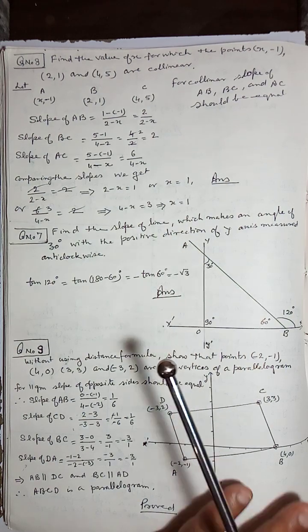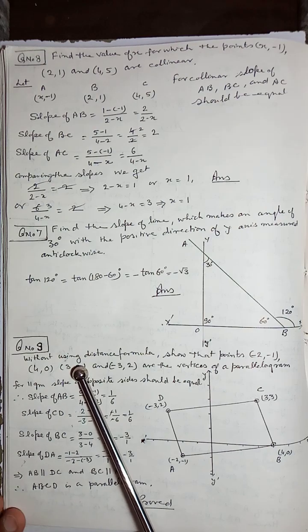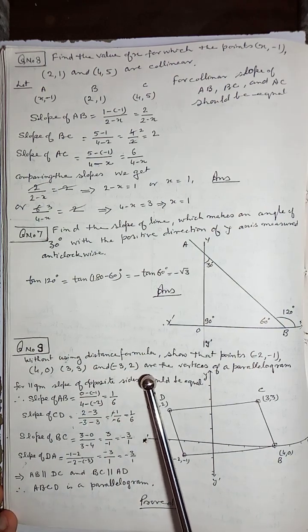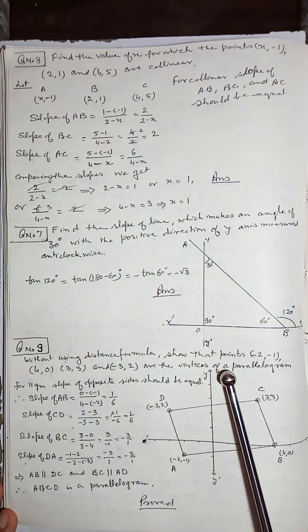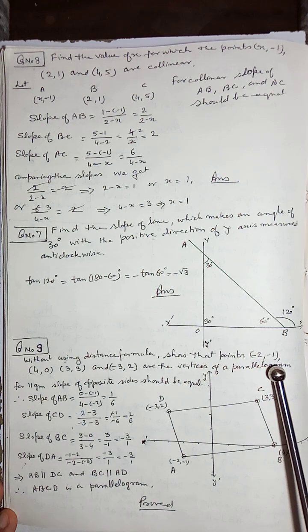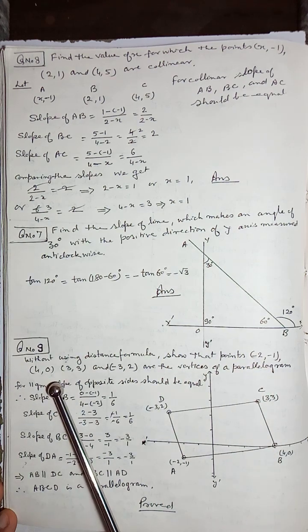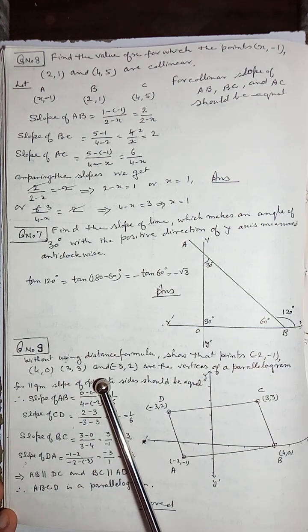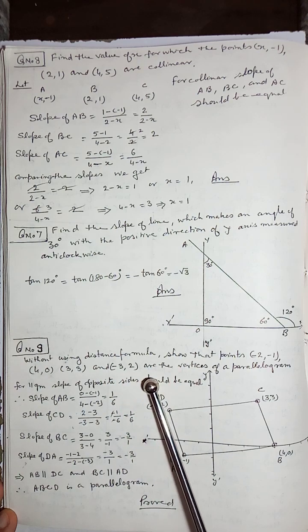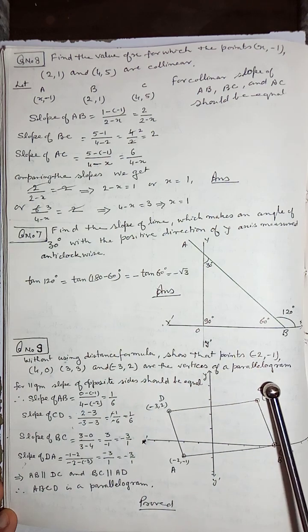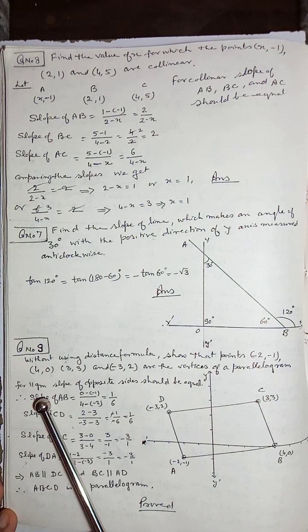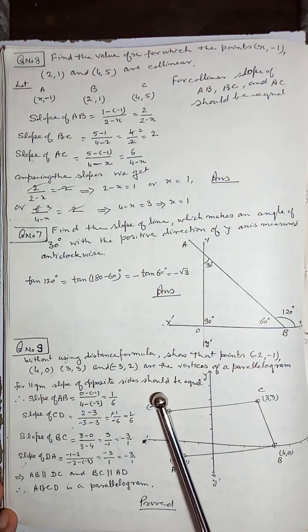Now come to question number 9. Without using the distance formula, show that the points (-2, -1), (4, 0), (3, 3) and (-3, 2) are the vertices of a parallelogram. For a parallelogram, the slopes of opposite sides should be equal.